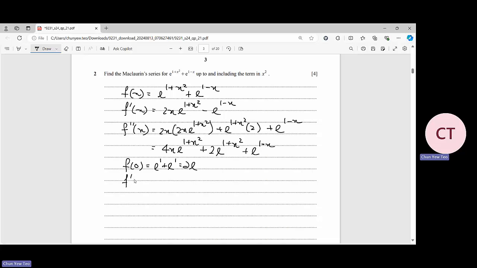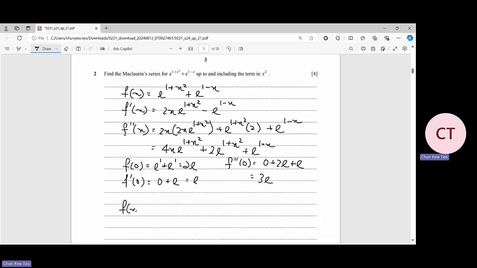Then put the 0 into the first prime. You will get 0 plus a e, so you get a e. Then the second prime, if you put 0, you will get 0 plus 2e plus e. At the end, you get 3e. Okay, so this is what we have for f of 0, f prime 0, and f second prime 0.